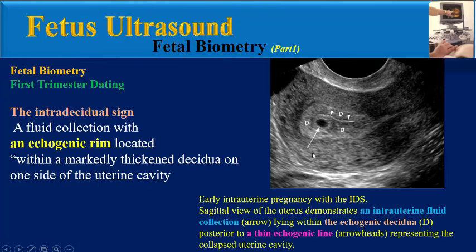This ultrasound image is related to a proved early intrauterine pregnancy with the intradecidual sign. This sagittal view of the uterus demonstrates an intrauterine fluid collection lying within the echogenic decidua posterior to a thin echogenic line representing the collapsed uterine cavity, which is named the intradecidual sign.